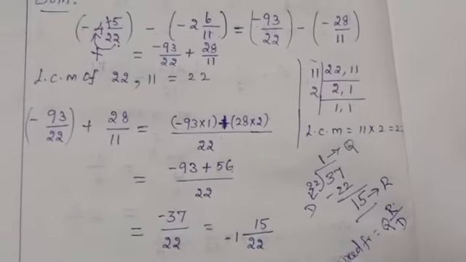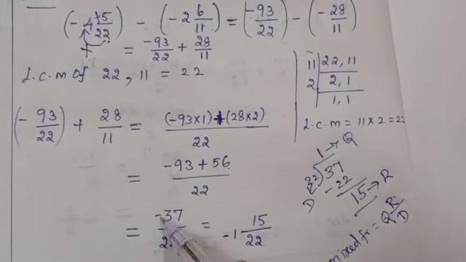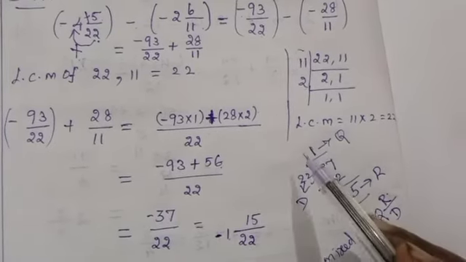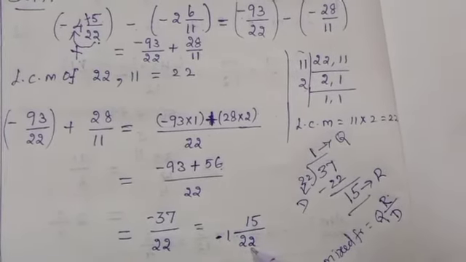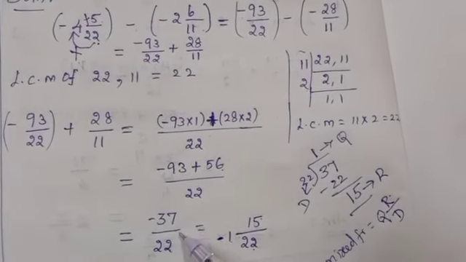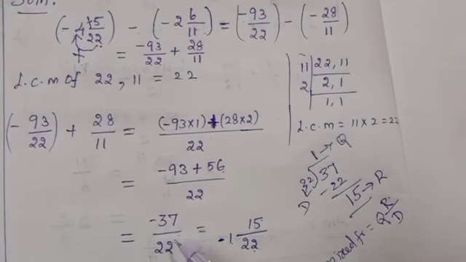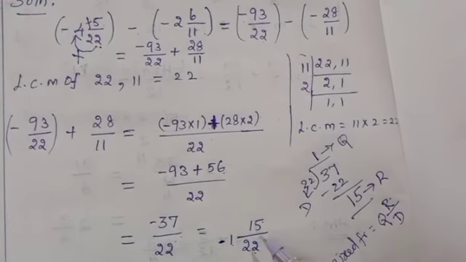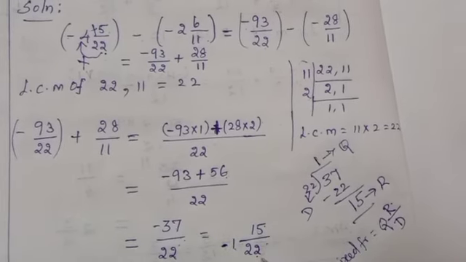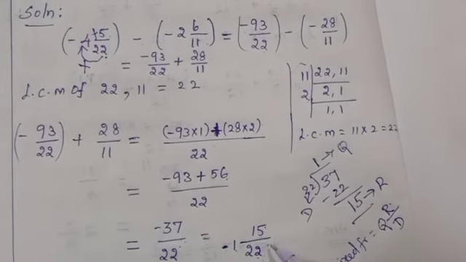Now you check here, the minus symbol is there. Just take this minus symbol. It is the quotient, it is the divisor, it is the remainder. So this mixed fraction is equal to minus 1 15 by 22. It is an improper fraction.